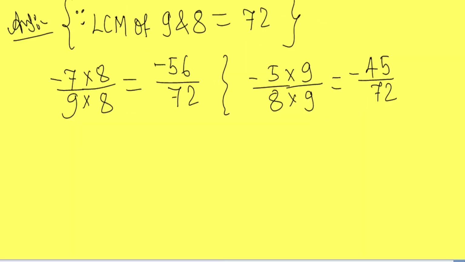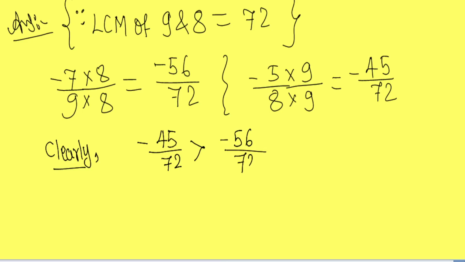Now compare these two rational numbers. In order to compare them, we find whose numerator is smaller and whose numerator is bigger, and we can clearly see that this number has the bigger numerator. So this number is greater than this number. So here we write clearly: minus 45 upon 72 is greater than minus 56 upon 72.